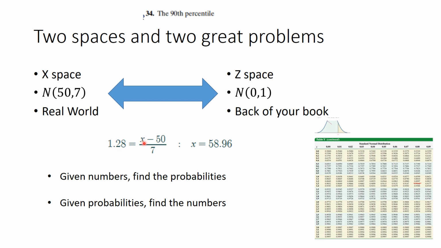I want to find out what x was. So it's x minus 50 all over 7. I solve this equation. I get x is about 59.